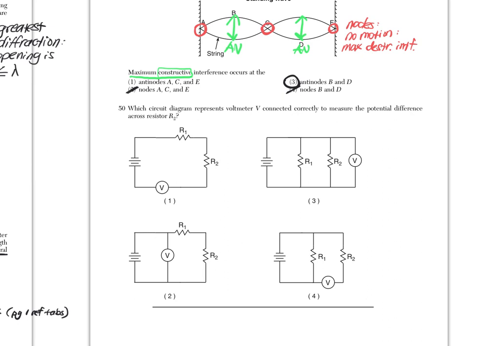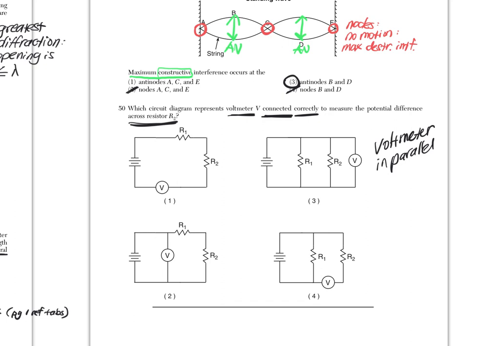And then number 50, I have some circuits. I have series circuits and parallel circuits, and it says the voltmeter V, how is it connected correctly in order to measure voltage across resistor R2. So I know that voltmeters are always connected in parallel across whatever they are measuring.